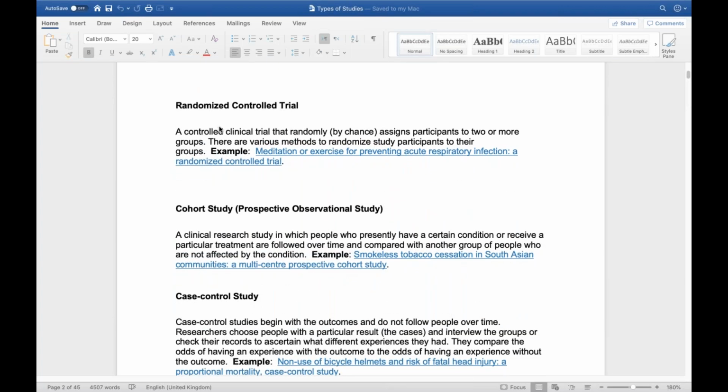Randomized control trial. We spoke about randomized control trial. Again, it's a controlled clinical trial that randomly, by chance, assigns participants to 2 or more groups. And there are various methods of randomizing study participants into their groups. So we spoke about this randomization.